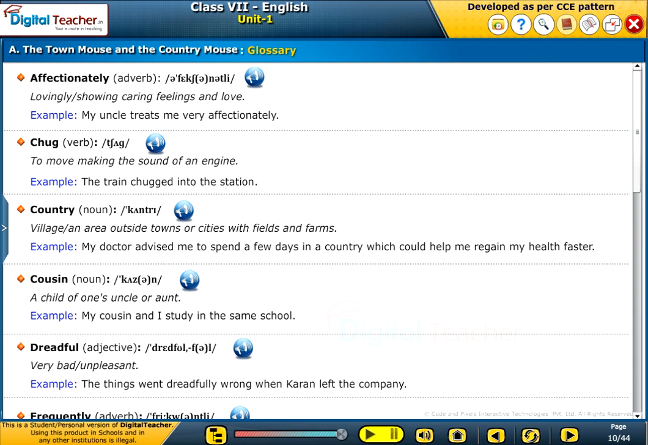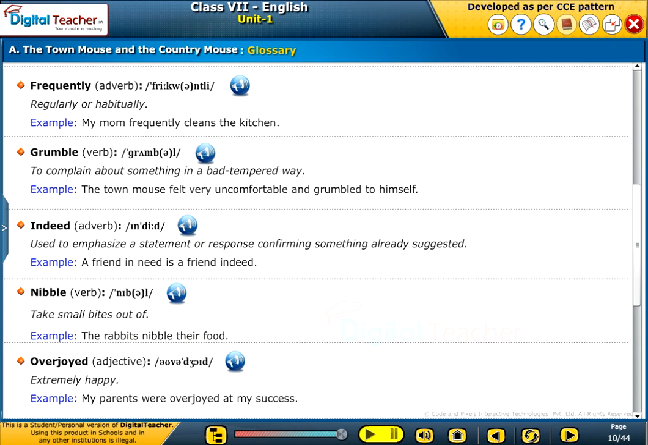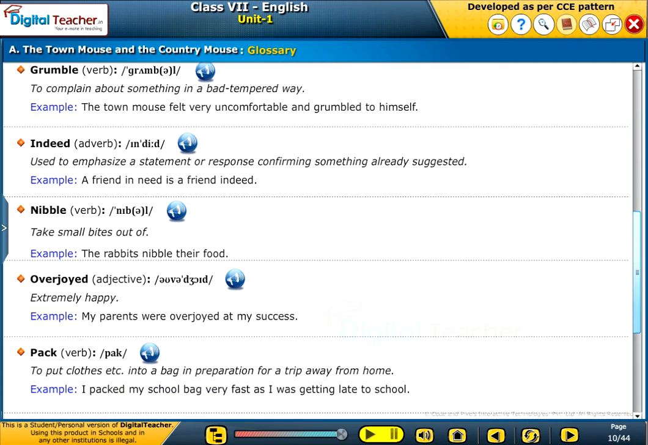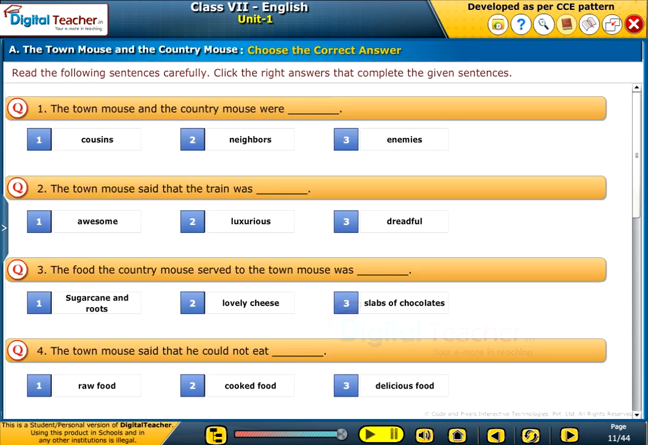Glossary: the meanings of certain words along with their usage in a sentence are shown. Click the audio button to listen to the pronunciation of each word. Affectionately, chug, country, cousin, dreadful. Frequently, grumble, indeed, nibble, overjoyed. Pack, quench, tender, uncomfortable.